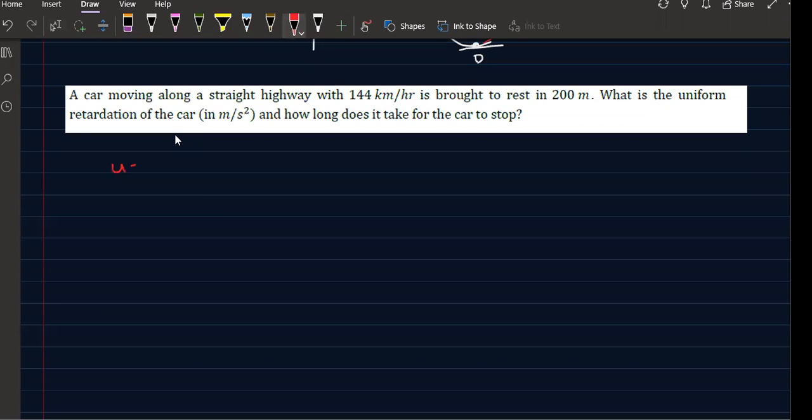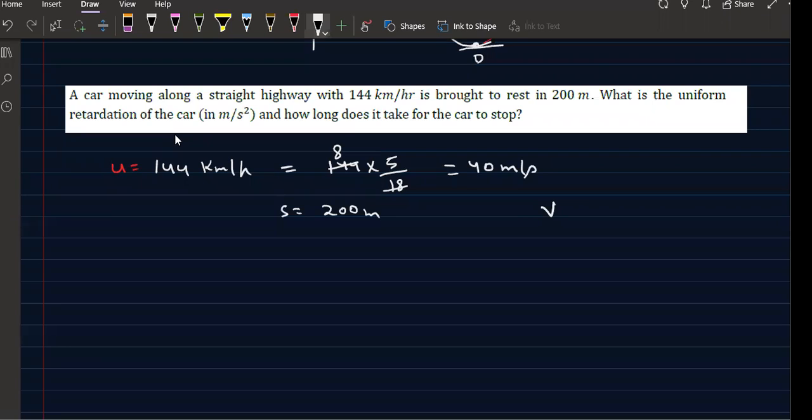See, U is, first of all you have to write 144 kilometer per hour. Convert into meter per second. 144 into 5 by 18. Got it, everyone? This is how many times? 8 times. This is 40 meter per second. Yes or no? Right? Then S is 200 meters. V is equal to 0. We were just asked to find A.